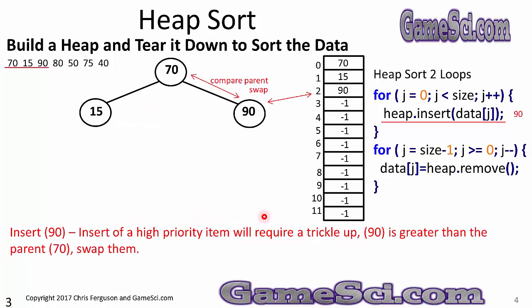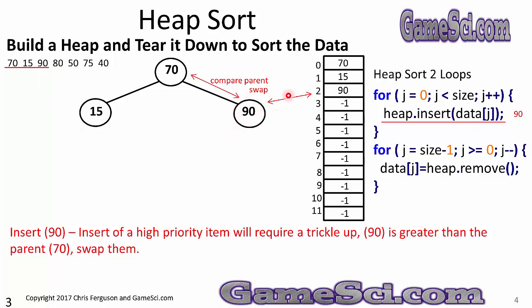Insert of a high priority item will require a trickle up. 90 is greater than the parent 70. There's going to be some swapping here. In the loop, J is now 2. Insert data sub J says insert 90 into the heap. We pull 90 out of our unsorted data and insert it right here.